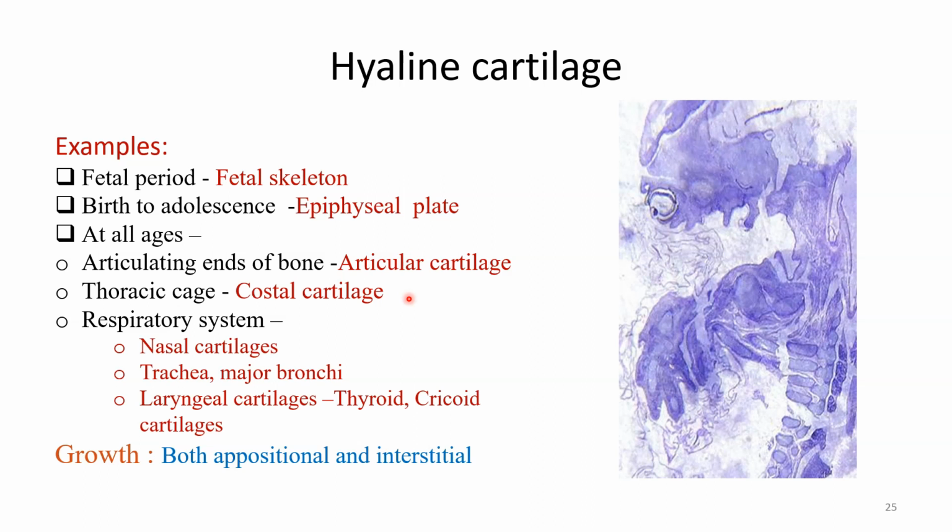Then in the thoracic cage, you will find the costal cartilages, which join the sternum at one end, and at the other end they are attached to the rib. In the respiratory system, you will find hyaline cartilage in the nasal cartilages, the trachea and major bronchi. The cartilages of the larynx, the thyroid cartilage is the best example for hyaline cartilage, and the other cartilages of the larynx that are hyaline cartilage are the cricoid cartilages.